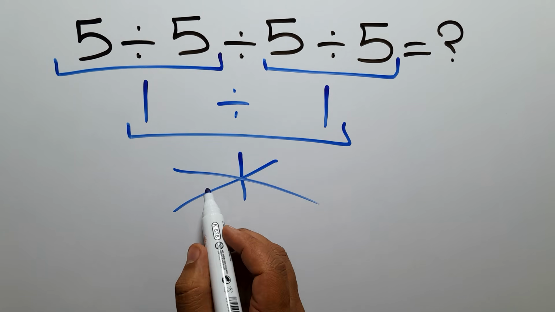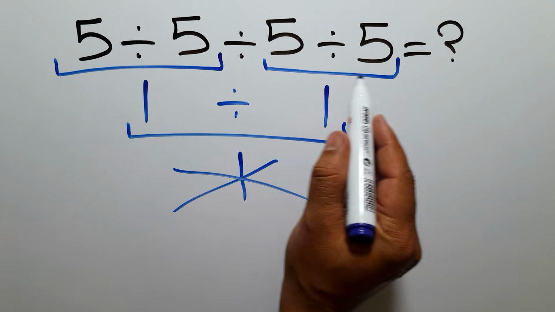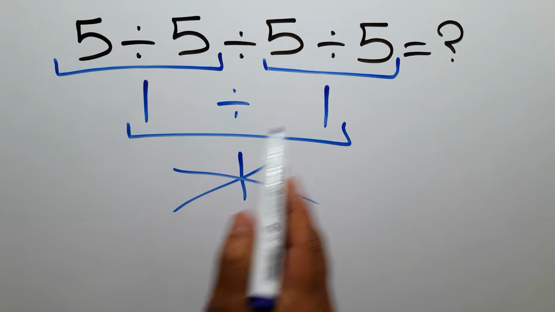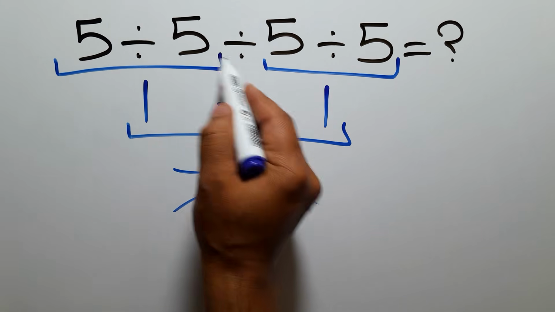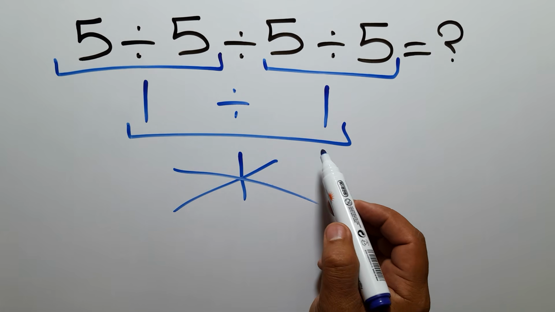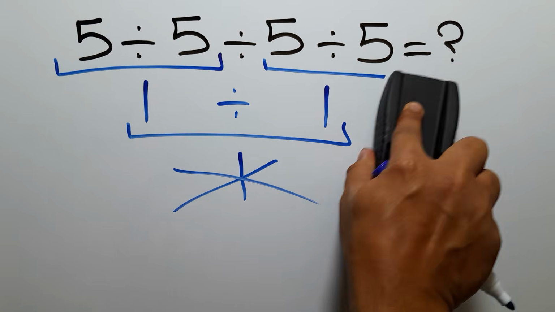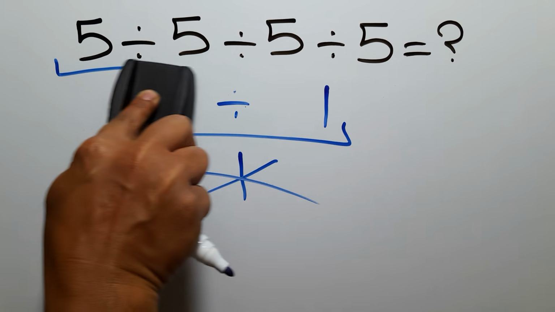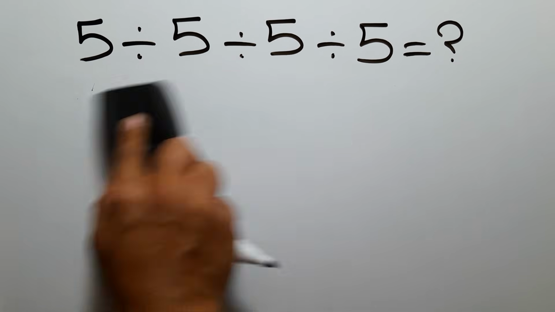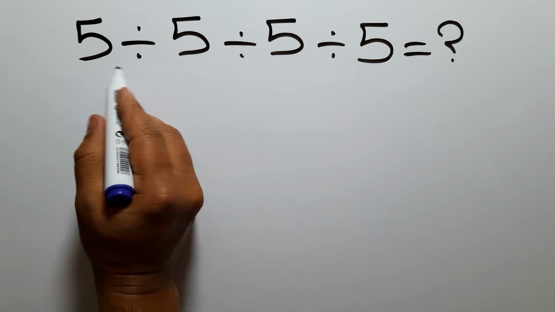Because according to the order of operations, when we have more than one division in an expression, we have to work from left to right. So here first we have to do this division, then this division, and finally this division. If we do this division before this division, it is wrong. So first we have to do this division.